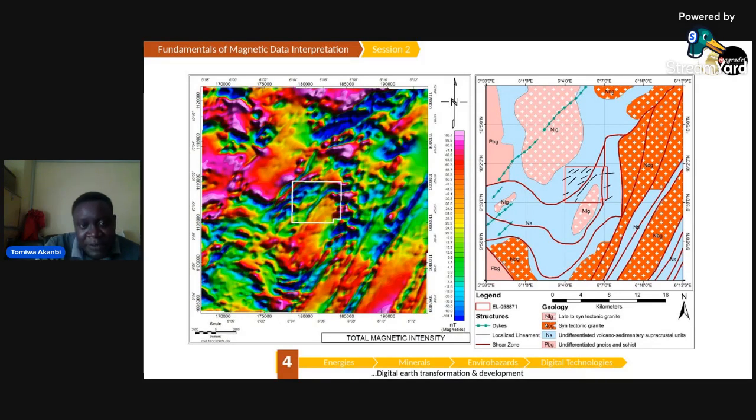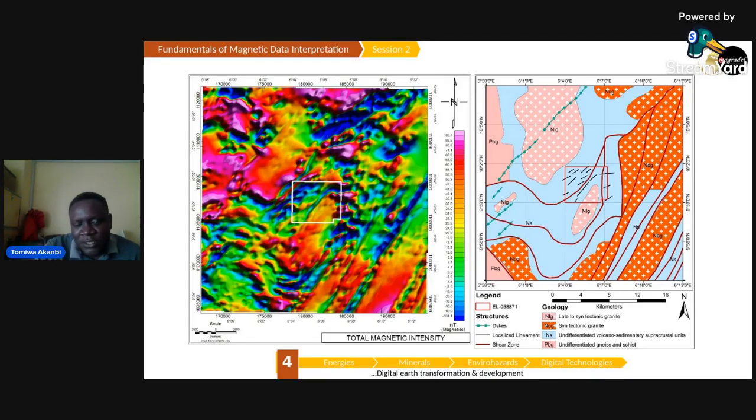Despite the fact that it's a crystalline terrain, it's looking smooth because it's a late phase intrusion, and then you can see those rounded shapes, proving that they are also intrusives. And then on the southeastern direction, you can see those northeast-southwest trending structures, and on the geological map, they have been interpreted to be part of those volcano-sedimentary supracrustal units. So basically, you can see the similarities between the TMI and the geological map.